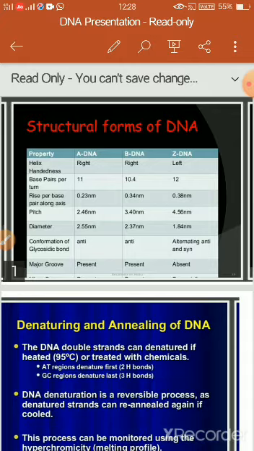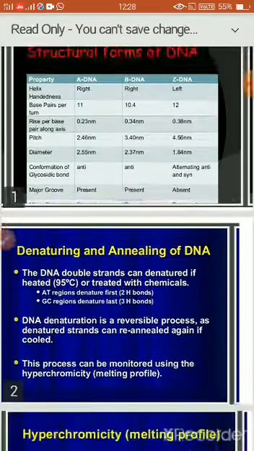So the next property, that is denaturation and annealing of DNA. Firstly, double-stranded DNA can denature when heated or treated with chemicals. AT-rich regions denature first, with 2 hydrogen bonds, and GC-rich regions denature last, with 3 hydrogen bonds. DNA denaturation is a reversible process, as denatured strands can reanneal again if cooled. The process can be monitored using hyperchromicity.